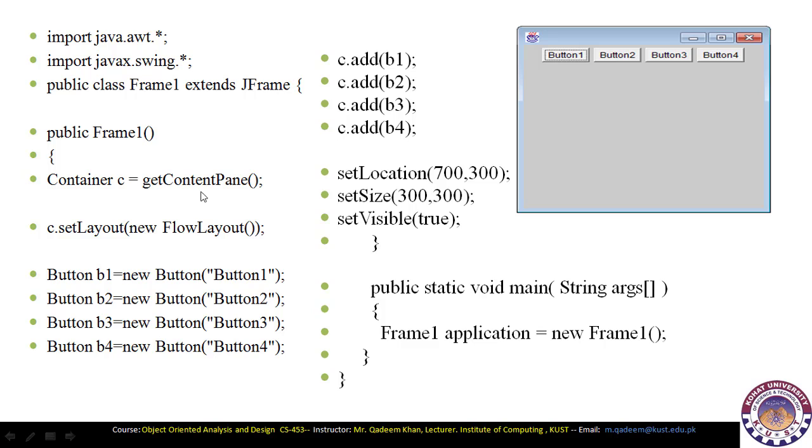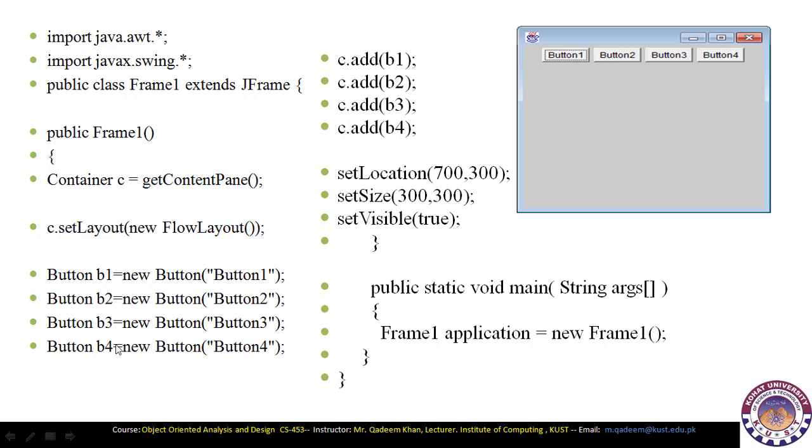Container c = getContentPane(); so this will define the container for the components. c.setLayout(new FlowLayout()); this will define the new flow layout of the components. Here flow layout means it is the free fall layout and new is the operator which provides the memory to this layout.